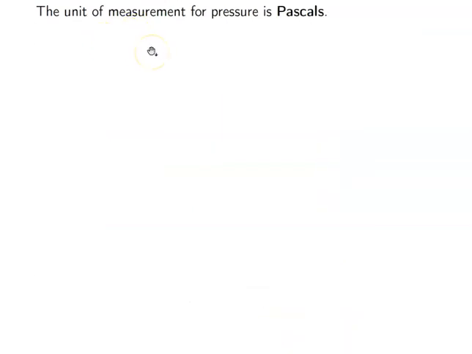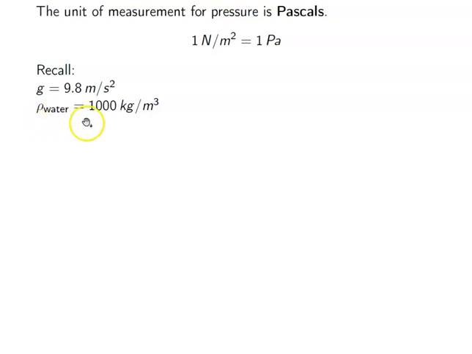So the unit of measurement for pressure is pascals. 1 Pascal is 1 Newton per meter squared. The unit notation for Pascal is Pa. So let's remember that the gravitational constant is 9.8 meters per second squared. There are more values here if you want to get more accurate, but generally 9.8 is all that's used. The density of water is 1000 kilograms per meter cubed.